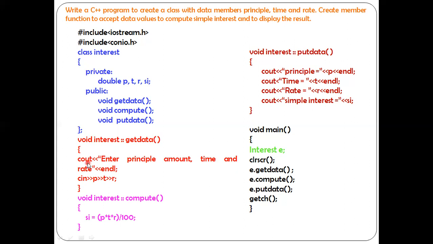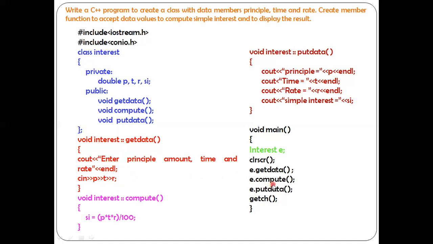Have a look at the cout statement. Cout stream insertion, within the double quotation, "enter principal amount, time, and rate", stream insertion, endl. In the next line, input statement cin, stream extraction P, stream extraction T, and stream extraction R. We have declared the same variables P, T, and R. So in this member function, we have just accepted the value of principal amount, time period, and rate of interest. Again, it goes to the void main section after this line.